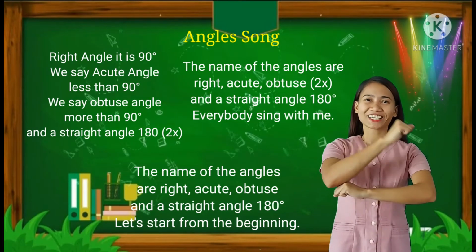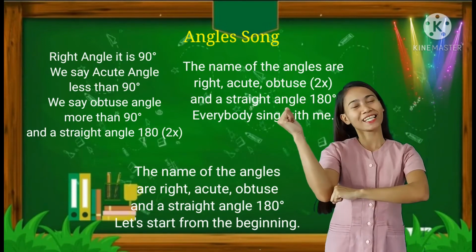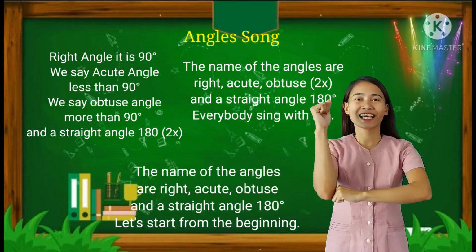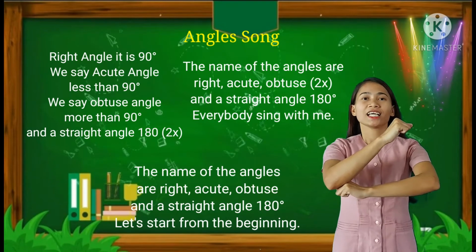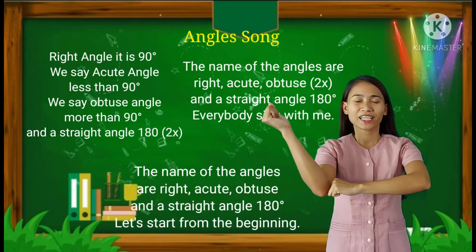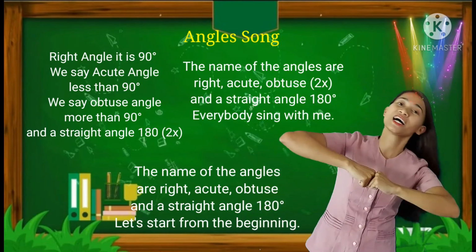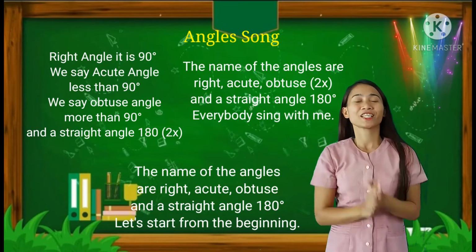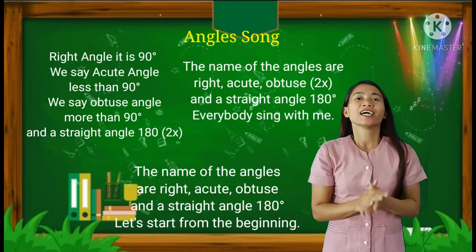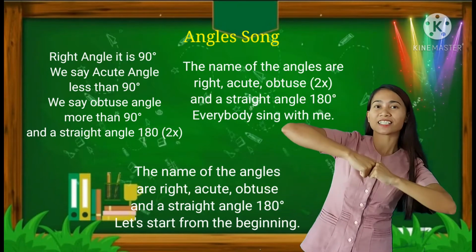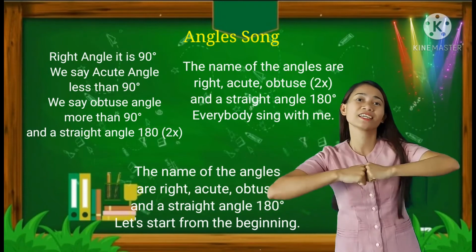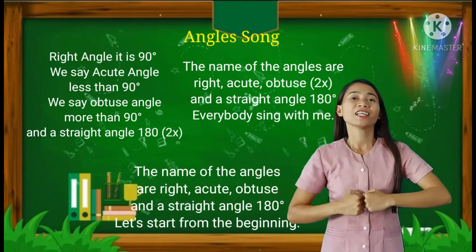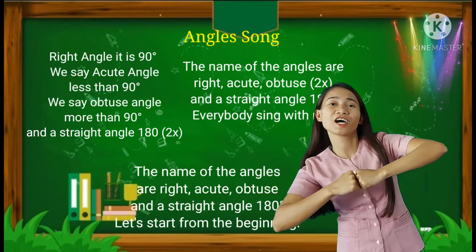It is 90 degrees, you say a cute angel. Less than 90 degrees, you say a cute angel. More than 90 degrees, and that's straight angels. 180, right angel. It is 90 degrees, we say a cute angel. Less than 90 degrees, we say a cute angel. More than 90 degrees, and that's straight angels. 180. The name of angels are right, a cute obtuse. The name of angels are right, a cute obtuse. And the straight angels, 180 degrees, and everybody sing me. The name of angels are right, a cute obtuse. The name of angels are right, a cute obtuse. And the straight angels, 180 degrees, start from the beginning.